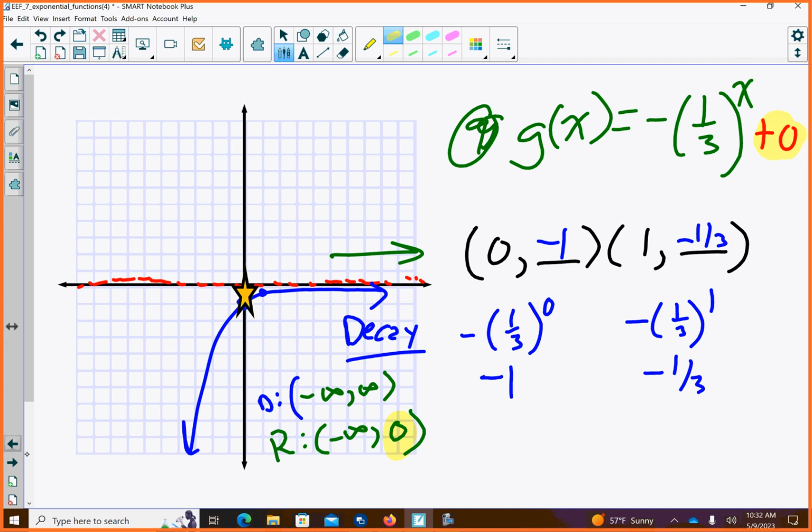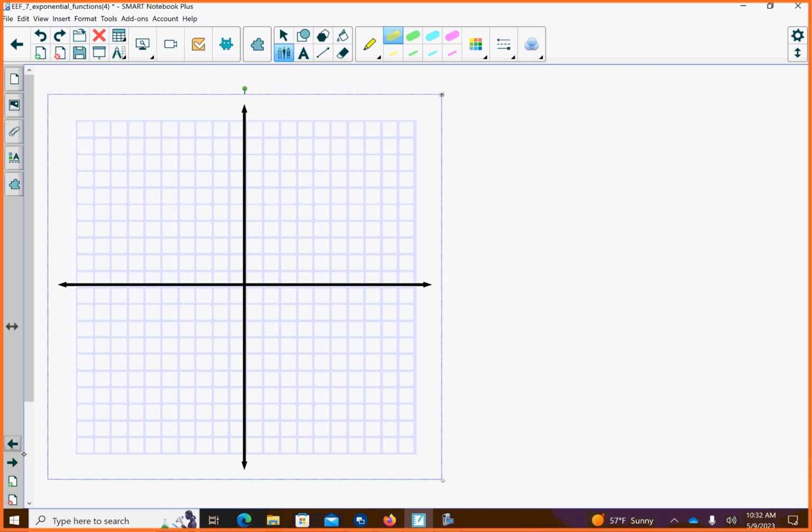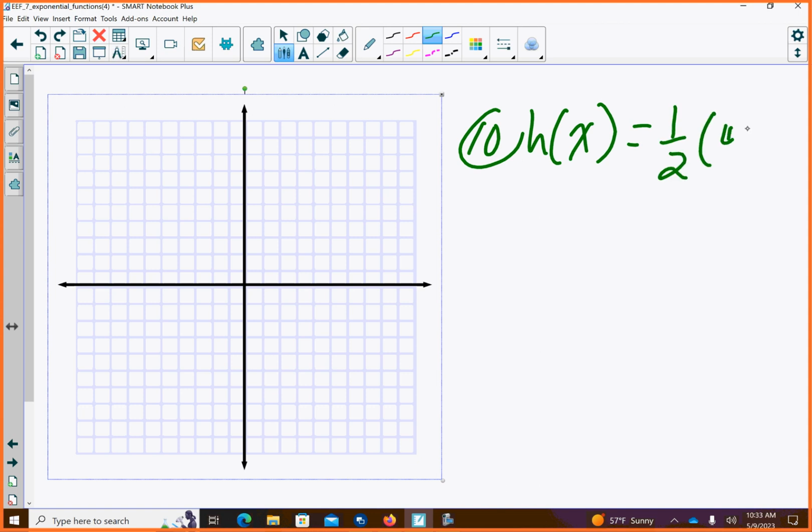Okay, move on. Number 10. h of x, that's the same thing as f, right? 1/2 times 4 raised to the x. Is it exponential? Yeah, it's raised to a letter. Can I put a +0 at the end? What is that going to be?